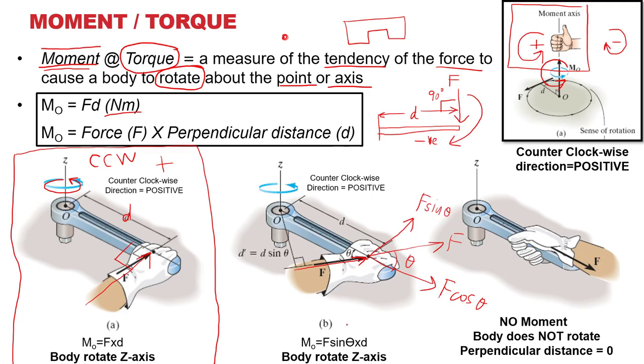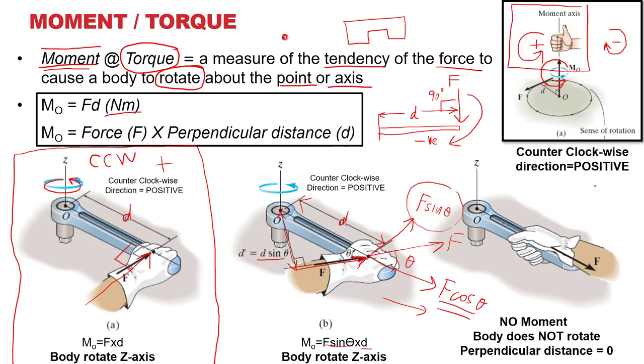If you look here, F cos theta is not causing the body to rotate. It is just pulling it away like that. The only force which is rotating is this one, F sine theta, and you multiply by the distance D. So the value is F sine theta multiplied by D, and it will rotate about this axis. Or if you take this force and this distance, it is still the same thing: F times D sine theta.